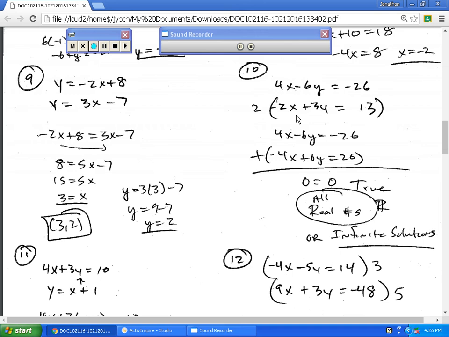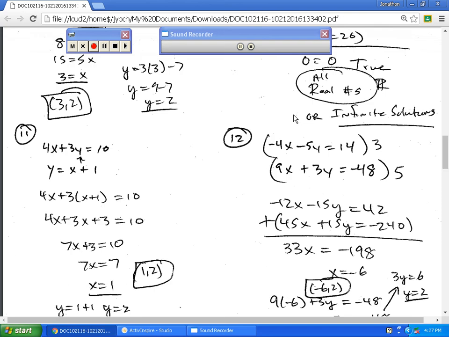Here, it doesn't matter what you're trying to eliminate. You want to double the second equation, the bottom equation. If you do that, everything's opposite. So if you add the x's, add the y's, you get 0. Negative 26 plus 26 is 0. 0 equals 0 is a true statement. So this is all real numbers or infinite solutions.